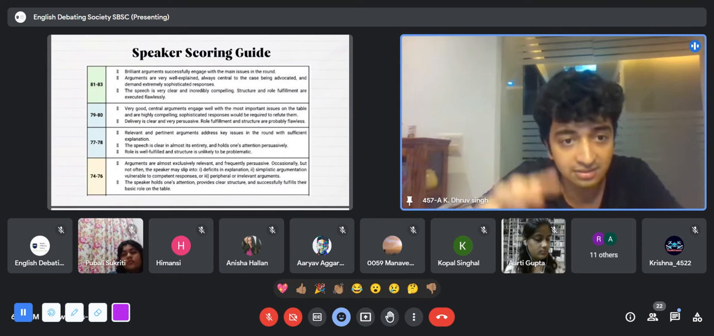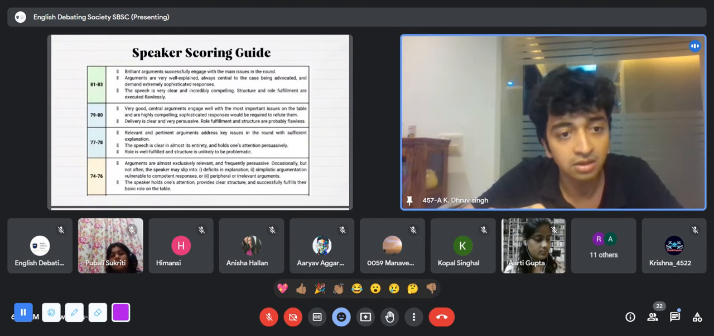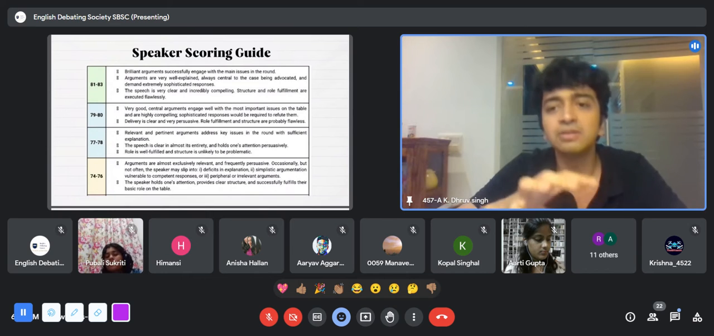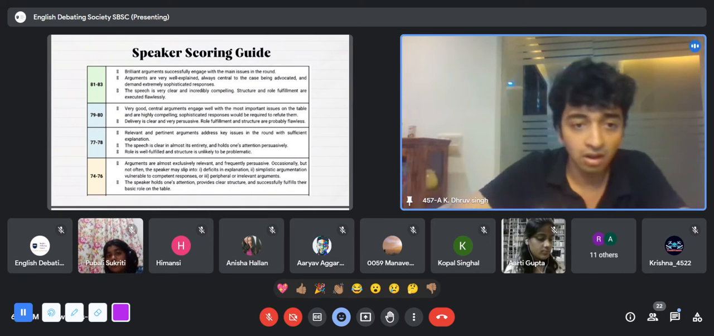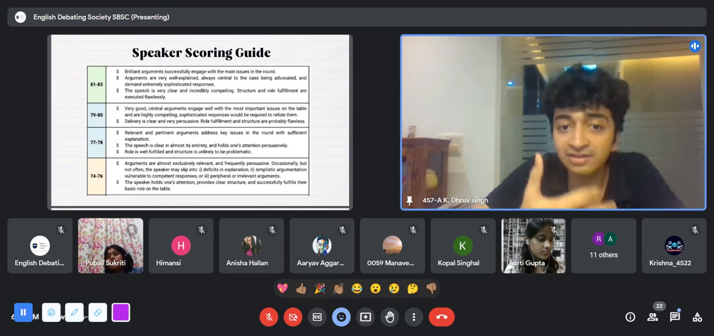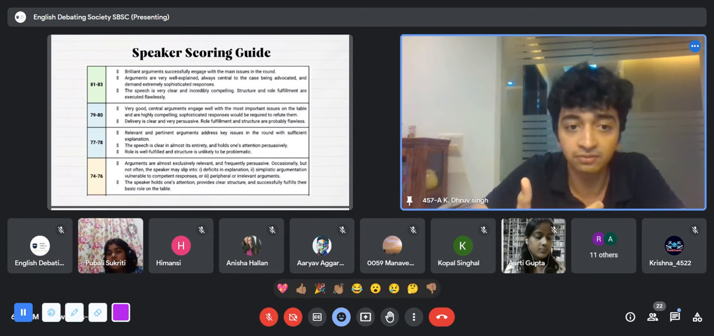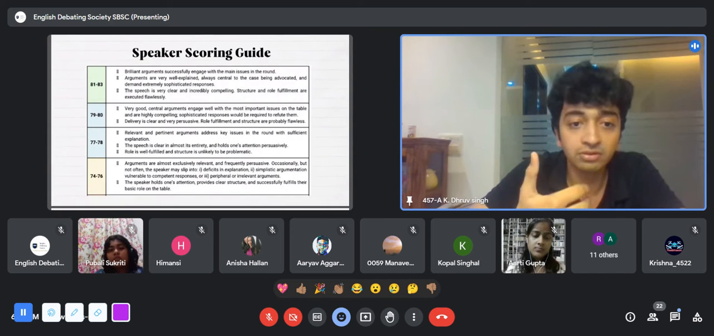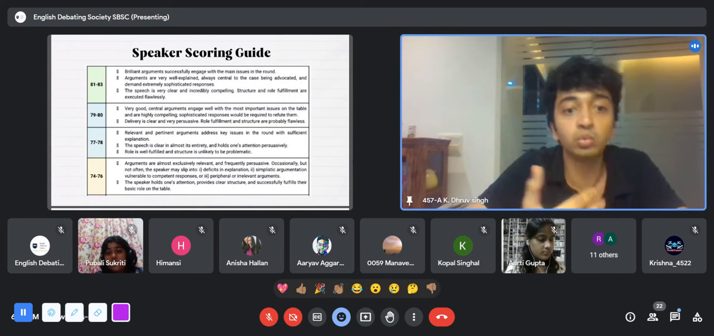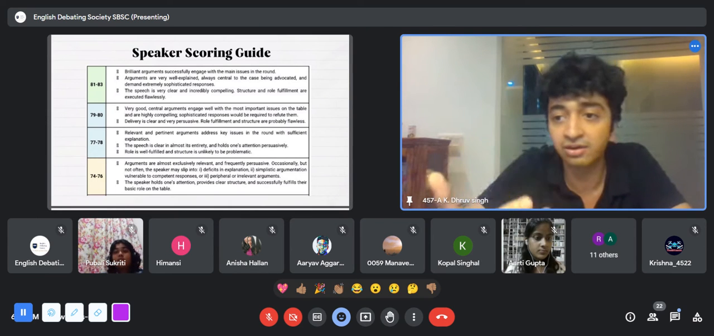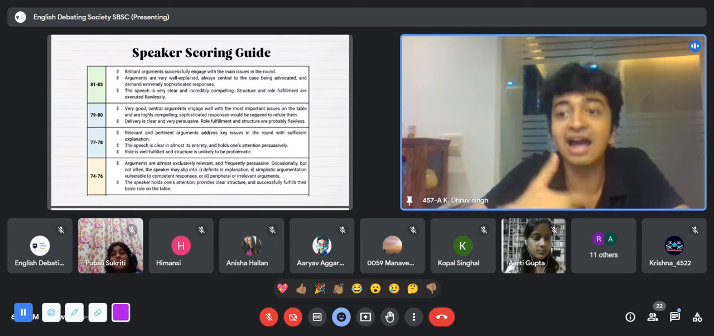All right. I'll just start with the average range, because this is where most of the debates happen, which is 74 to 76. Arguments are almost exclusively relevant and frequently persuasive. Occasionally, but not very often, the speaker may slip into deficits in explanation, simplistic arguments, vulnerable to competent responses, etc. So this essentially represents the average speech.